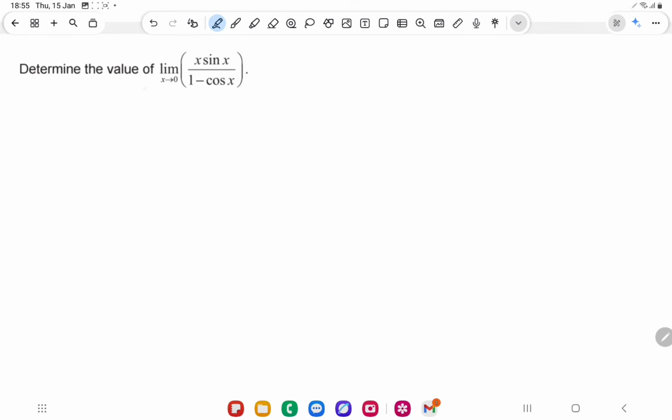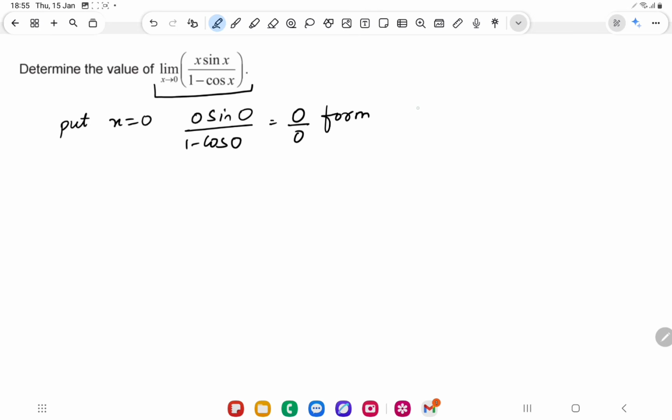Next question is, we have to determine the value of this function. So first of all, let's start by putting x equals 0 and put the limit. So it will be 0 into sine 0 upon 1 minus cos 0, which is nothing but 0 upon 0. So we got a form 0 upon 0.